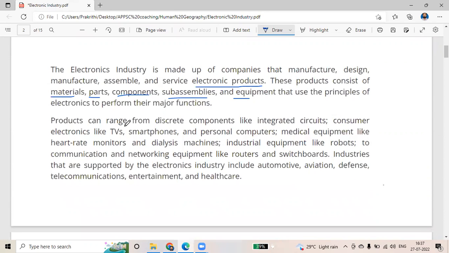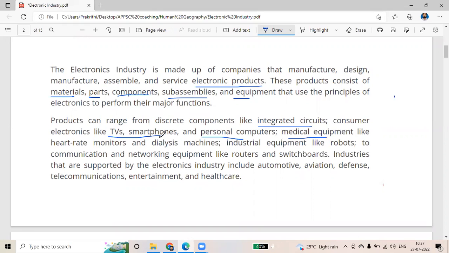The product can range from discrete components like integrated circuits, so from the smallest one to the biggest one, to TV, smartphones, then personal computers, then medical equipments, heart rate monitors, dialysis machines, then robots. There are multiple things that come under the scope of electronics.